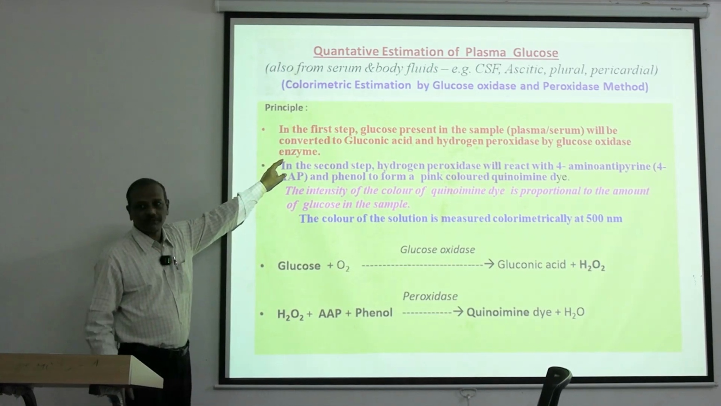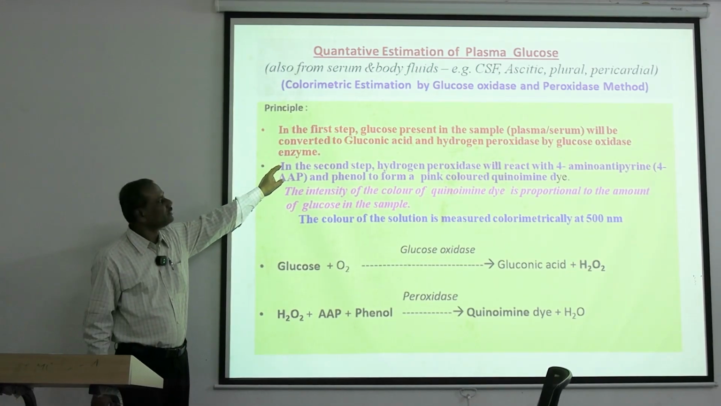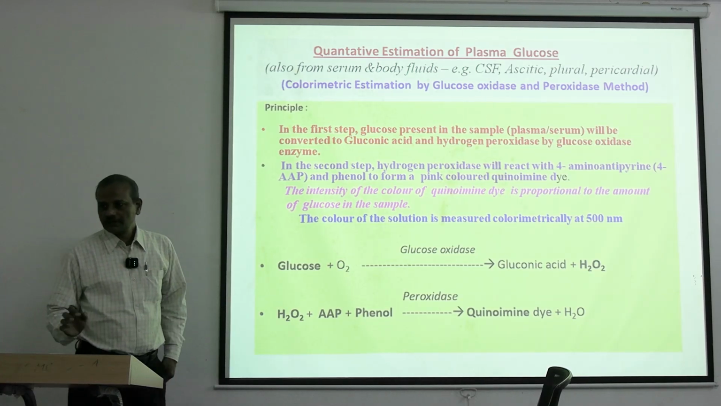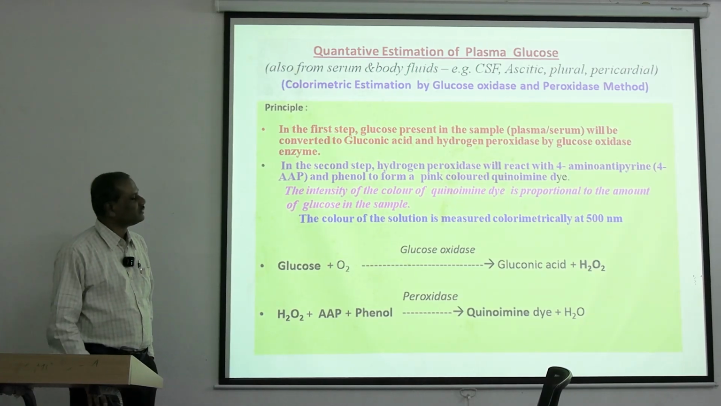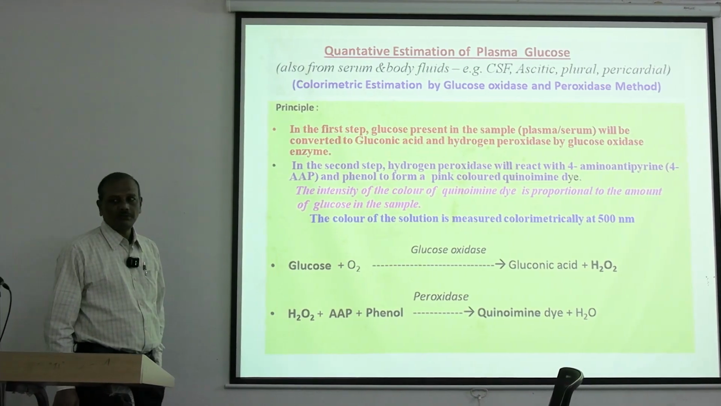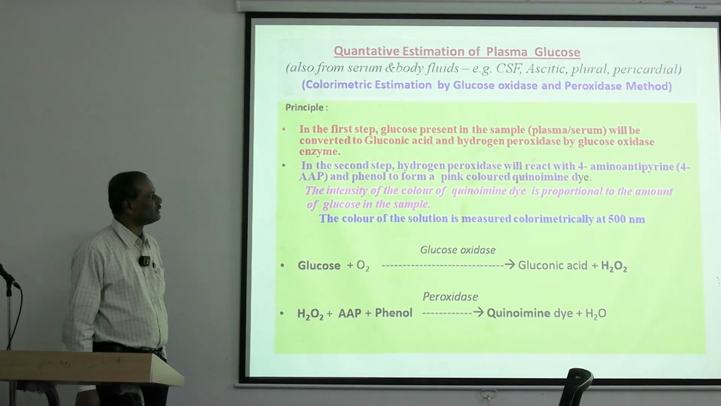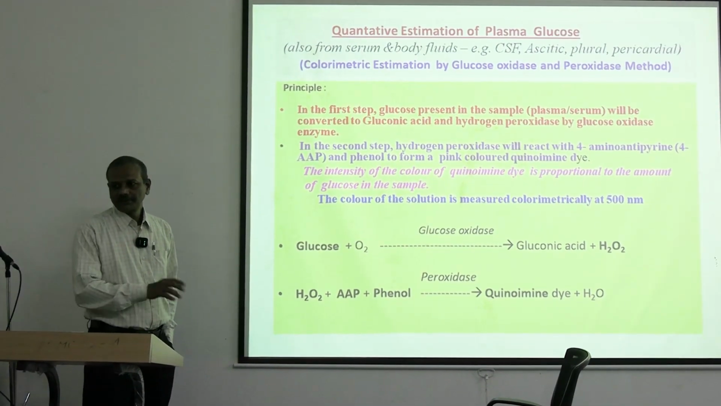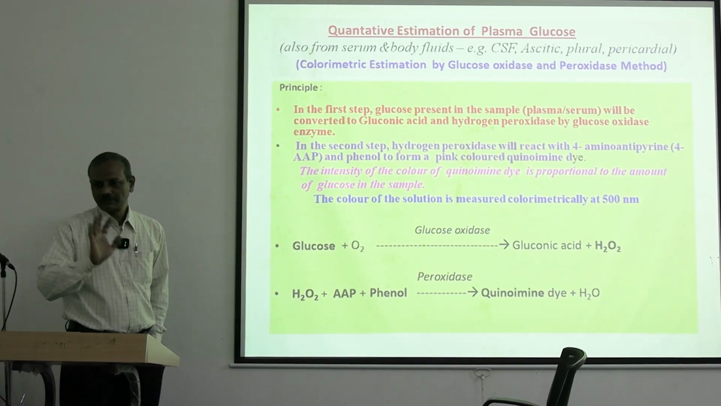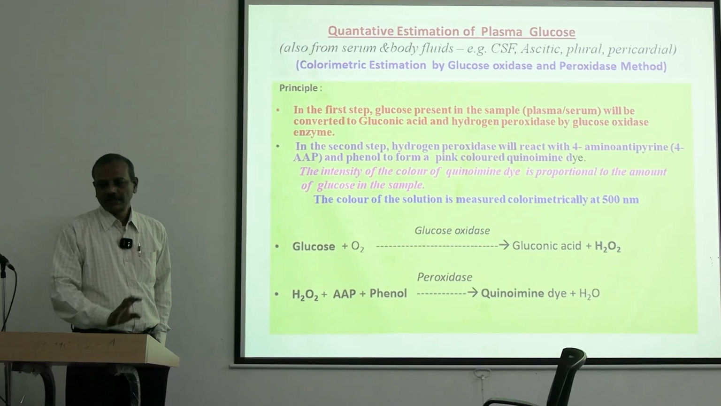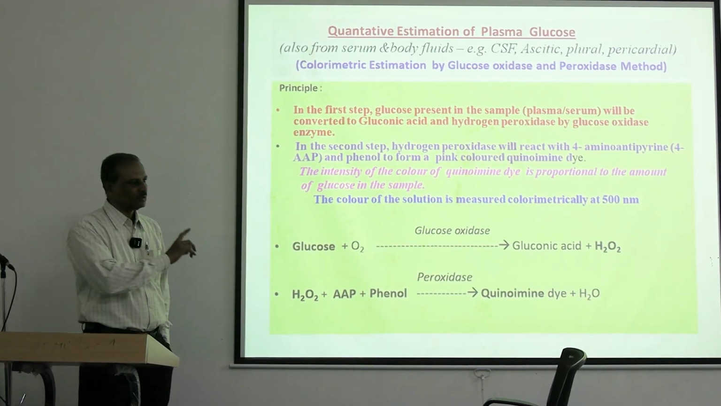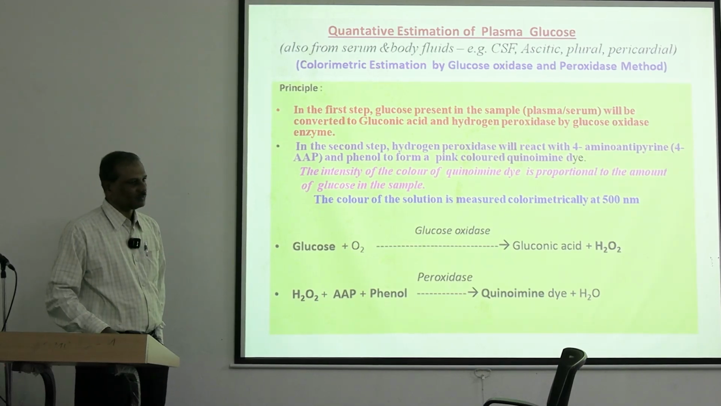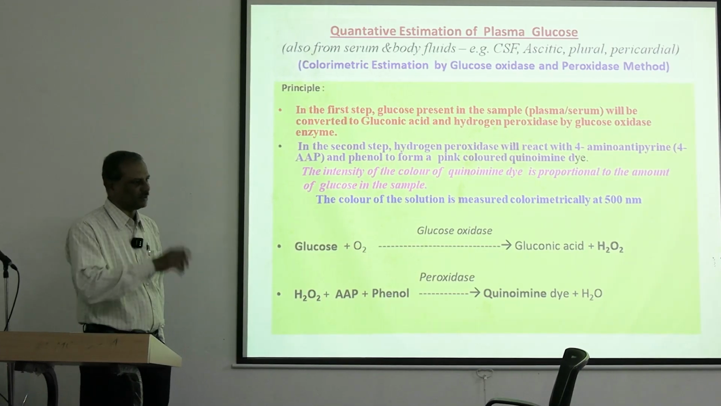So in the first step, write down: glucose present in the sample, that is in the plasma, will be converted to gluconic acid and hydrogen peroxide by glucose oxidase enzyme. The same thing you write in text only. That is as simple as this. And like the Benedict test, you must be able to tell it non-stop, so that the examiner will get confidence that you know it.